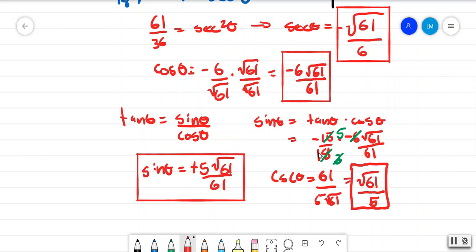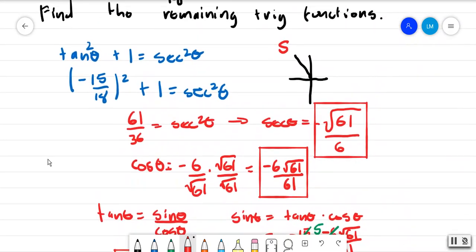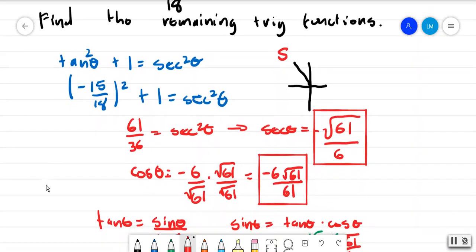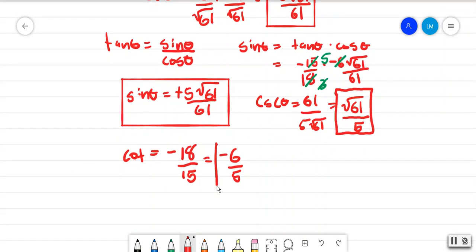Now, okay, so all that we were missing here was cotangent. So we have cotangent. Cotangent is going to be negative 18 over 15. Now, one thing that we didn't really take care of, to be honest, was rewriting this, so like negative 6 over 5. Personally, I feel like it would be better to probably reduce it first. That way we don't have to deal with these nasty numbers. But it's going to end up the same anyways, whether you reduce it or not.